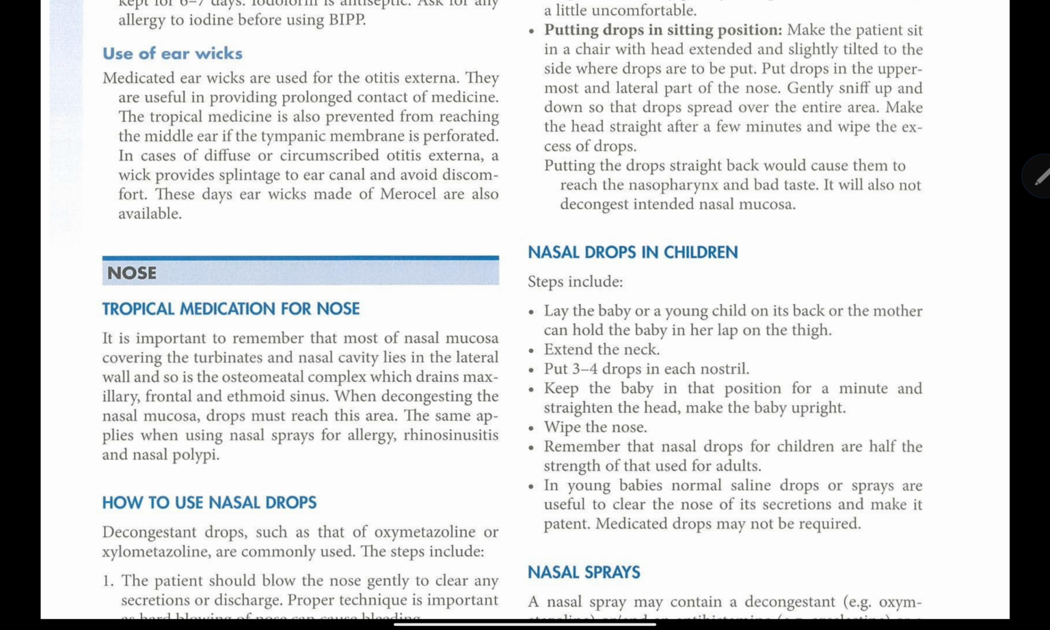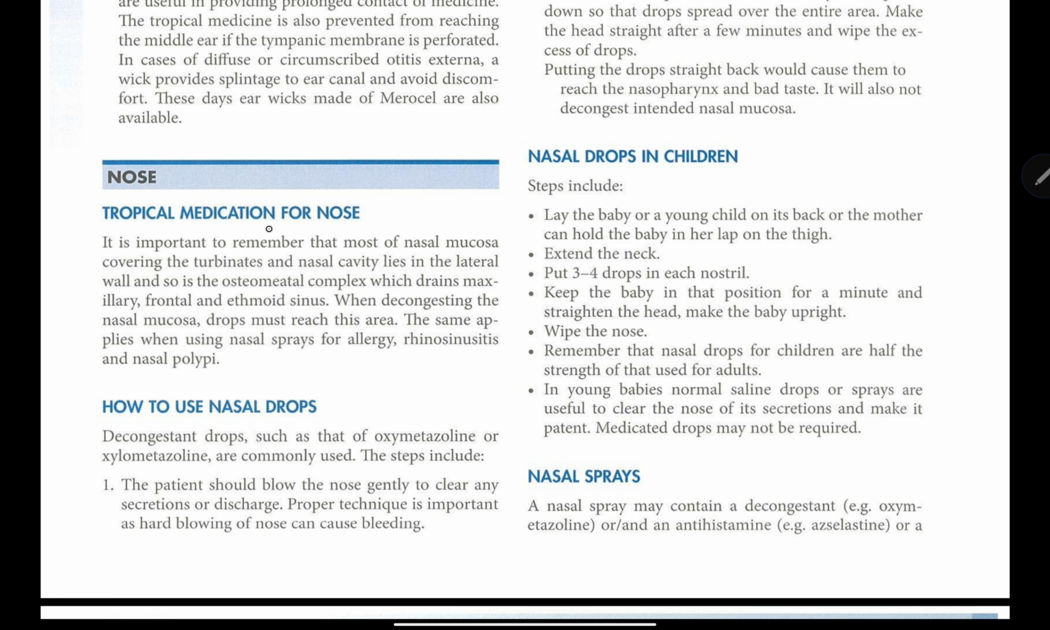Use of earwicks. Medicated earwicks are used for otitis externa. They are useful in providing prolonged contact of medicine. The topical medicine is also prevented from reaching the middle ear if the tympanic membrane is perforated. In cases of diffuse or circumscribed otitis externa, a wick provides splintage to the ear canal and avoids discomfort. These days, earwicks made of merocel are also available.